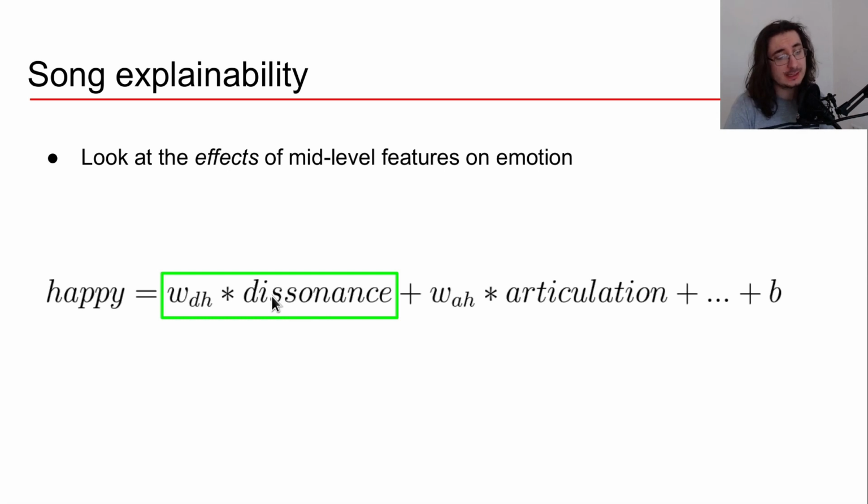Obviously, for example in this case, dissonance is going to be different for each song, right? The weight is going to remain the same, but dissonance is going to change, right? So if I'm listening to some very weird Genesis or Gentle Giant song, probably there's a lot of dissonance.